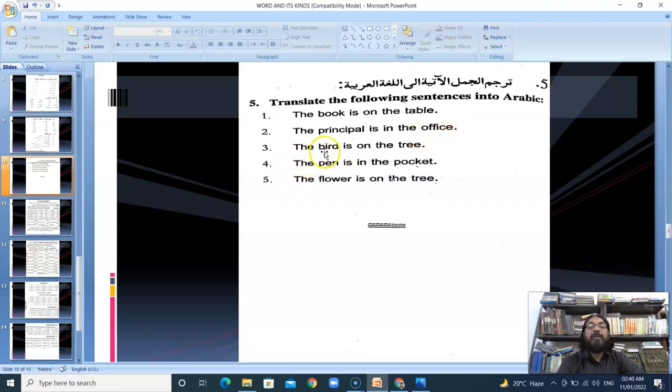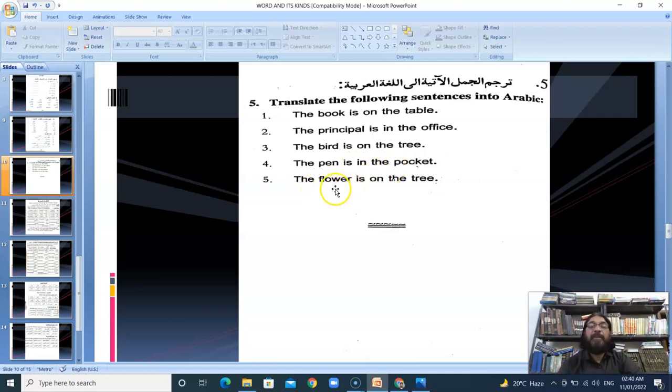Third one, the bird is on the tree. Tree, shajarun. Bird, at-tayru. The bird, at-tayru, ala shajari. Ala, on. The pen is in the pocket. Pocket, al-jayb. Pen, al-qalamu fil jaybi. The pen is in the pocket.